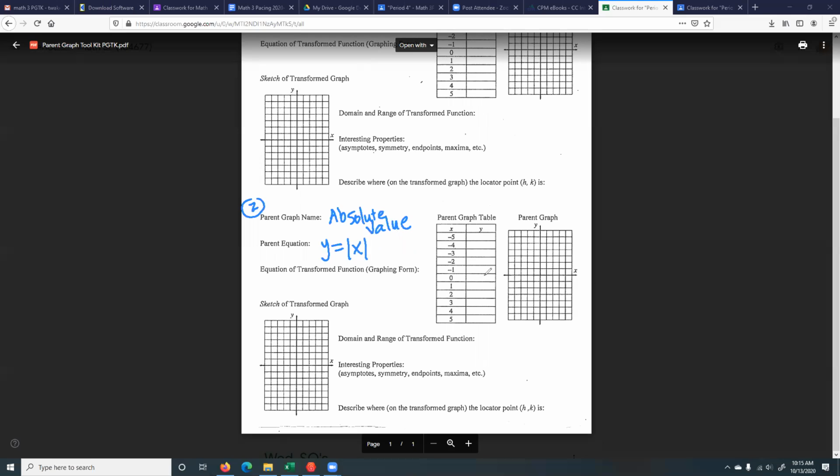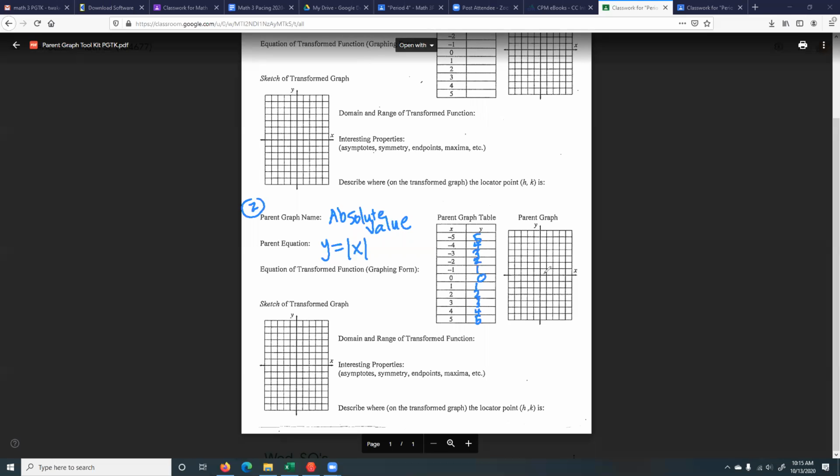Okay, if I put in 0, I'm going to get 0. If I put in absolute value of -1, I'm going to get 1. Absolute value of -2 is 2. Absolute value of -3, 3. Absolute value of 4, 4. Absolute value of -5, 5. Absolute value of 1, 1, 2, 3, 4, 5, right? If I put those numbers in there, that's what we're going to get. No negative numbers, right? Because this is absolute value.